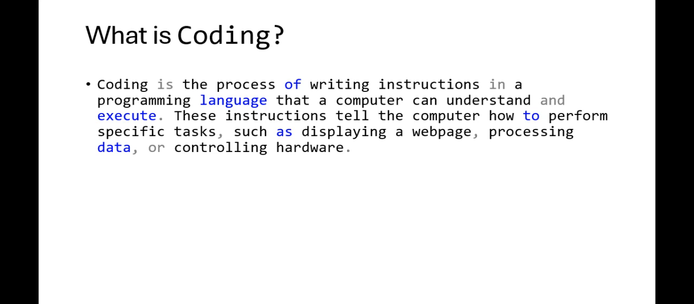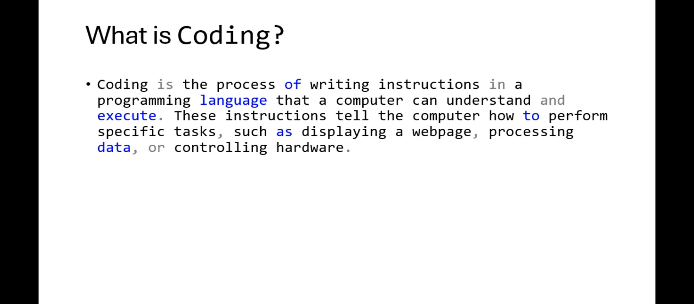Now, the process of putting it down, typing it, writing it in order to give commands to your computer is what we call coding. So each time we type those programming languages in order to give instructions to our computer is what coding is. These instructions tell the computer how to perform specific tasks. And that's basically what we want to do.